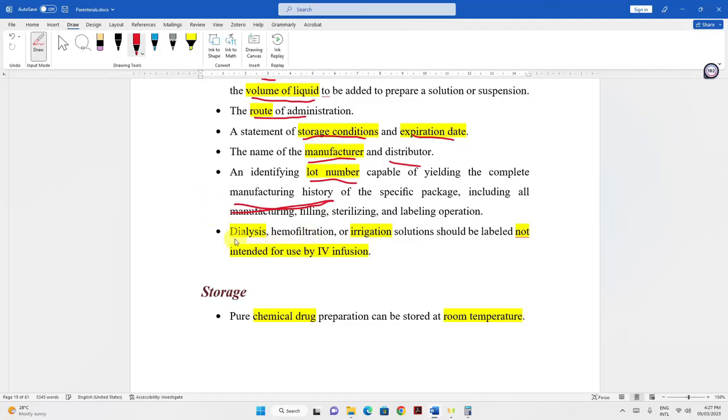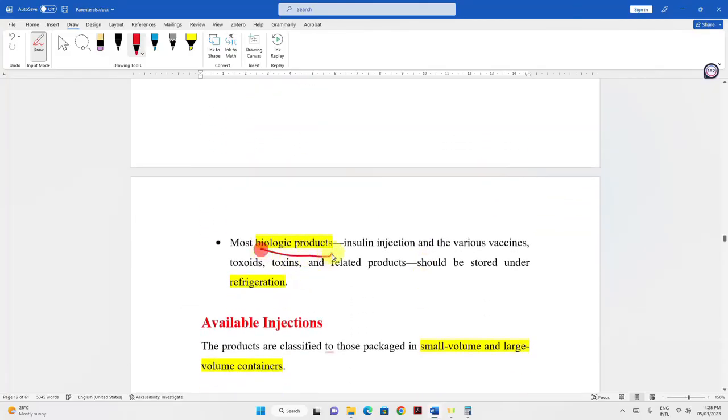If the preparation is for the purpose of dialysis, hemofiltration, or irrigation, it should be labeled not intended for use by IV infusion. Now, this label should not cover the whole body of the container because it should allow you to do, as I said, the inspection. For storage, if the injection is containing a normal chemical drug, then it usually can be stored at room temperature. But if we are talking about biological products, for example insulin injections, vaccines, toxoids, etc., then usually it should be stored under refrigeration.